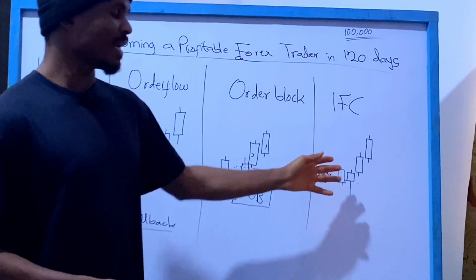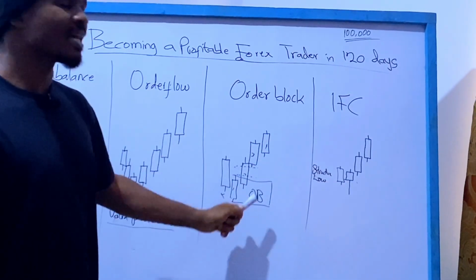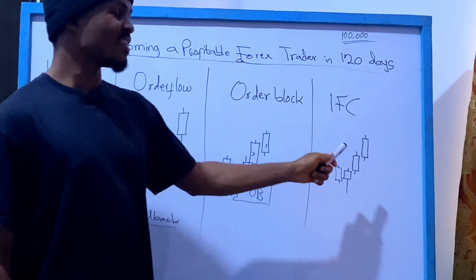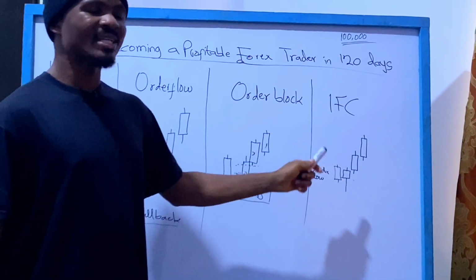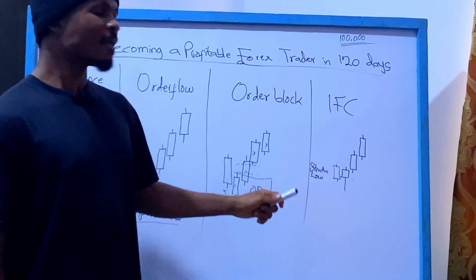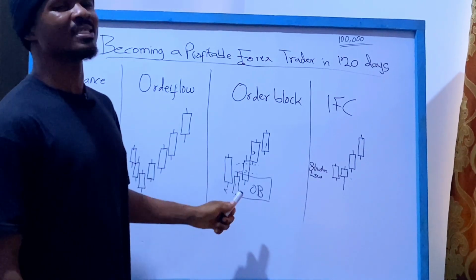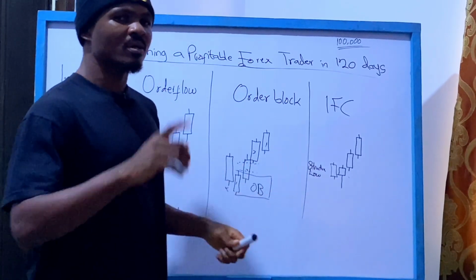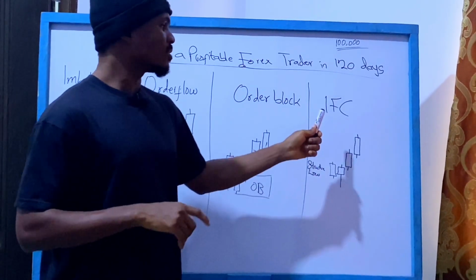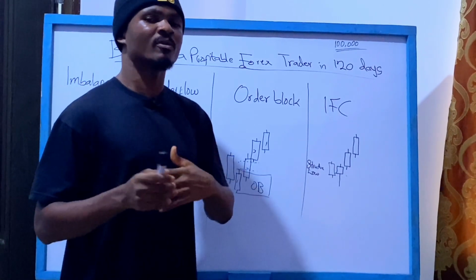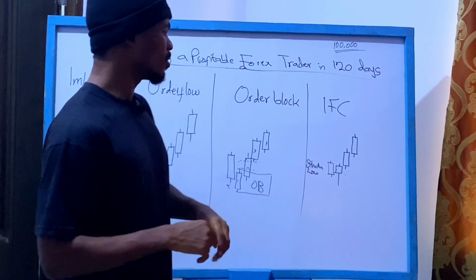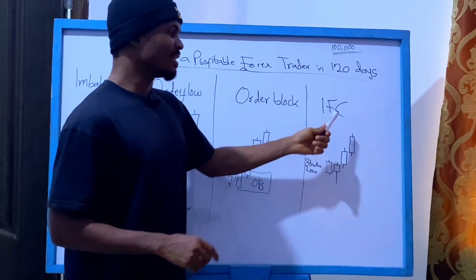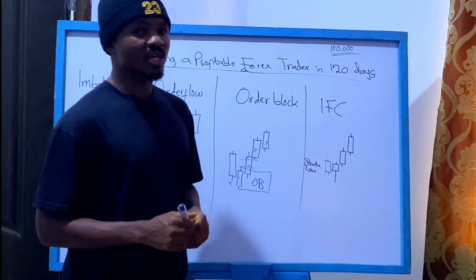Now let's talk about IFC. For IFC, a similar concept applies: it must also take out liquidity and there must be a presence of fair value gap. But the form of liquidity that an IFC has to take out is not the same as the liquidity that an order block has to take out. An order block is just a single candle, but an IFC is a group of candles. So instead of taking out candlestick liquidity, it has to take structural liquidity.